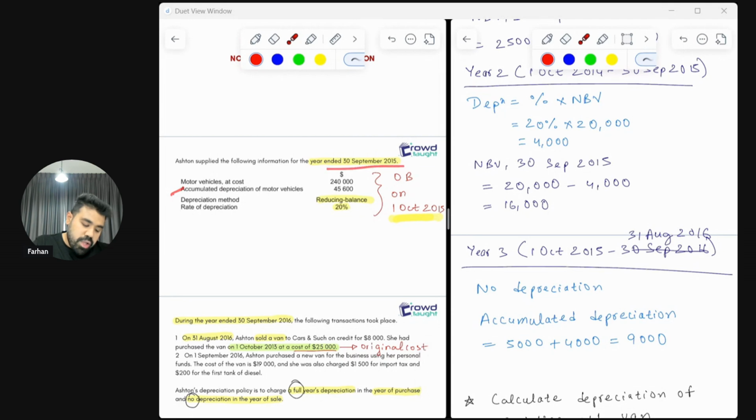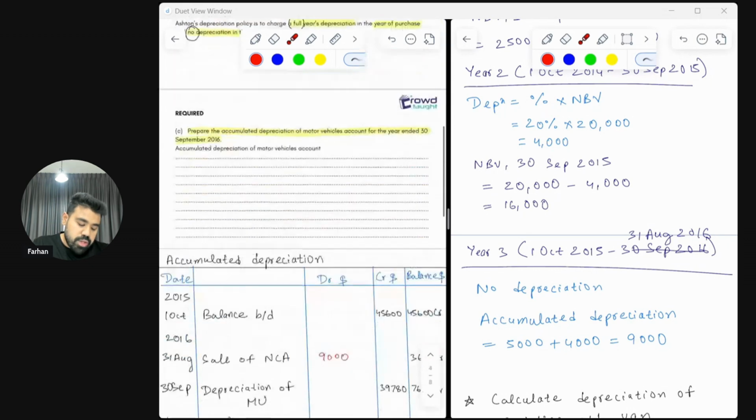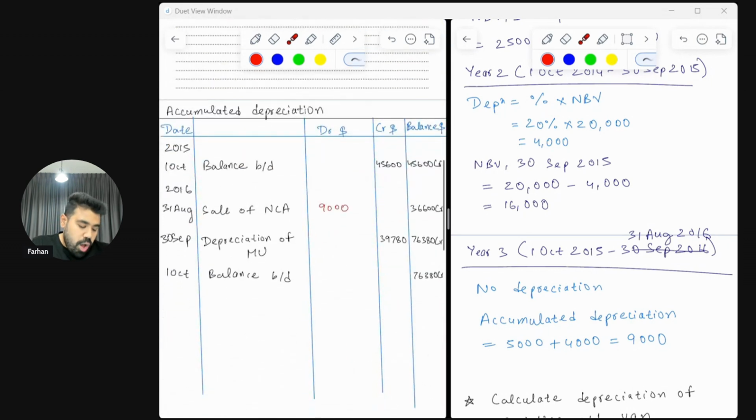And this $45,600 credit balance was sourced from what we had been provided at the beginning of the question. You can see accumulated depreciation of 45,600 at 30 September 2015, which gets carried forward as the opening balance on 1 October 2015. Okay? All right, so let's scroll down. Okay, so 1 October 2015, balance brought down 45,600 credit. Then, the calculations that we had done with regards to the sale of the non-current asset, we have established an accumulated depreciation of $9,000, which is the total depreciation for this van right before we have sold, right?